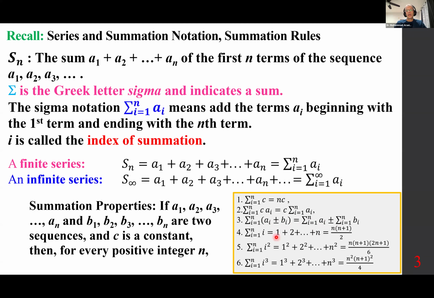Summation of i going from 1 to n is n times n plus 1 over 2. Summation of i squared is n times n plus 1 times 2n plus 1 over 6. Summation of i cubed is n squared times n plus 1 squared divided by 4.